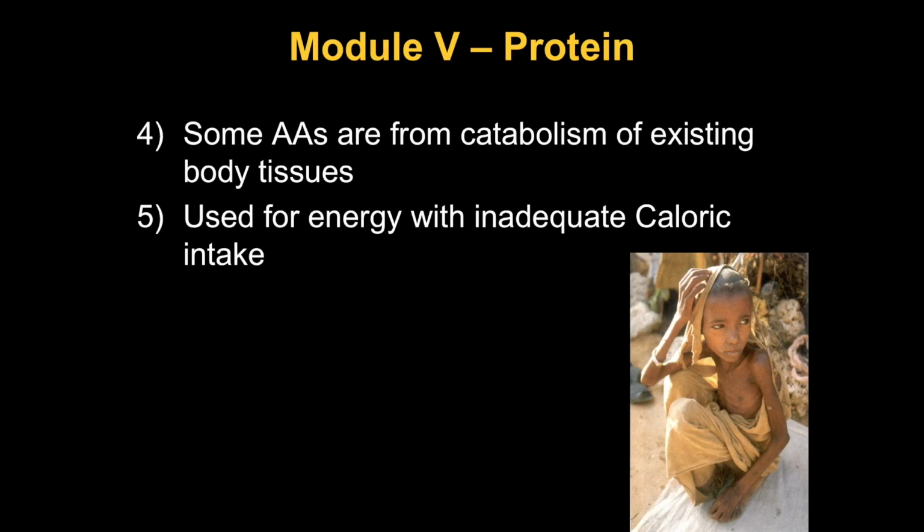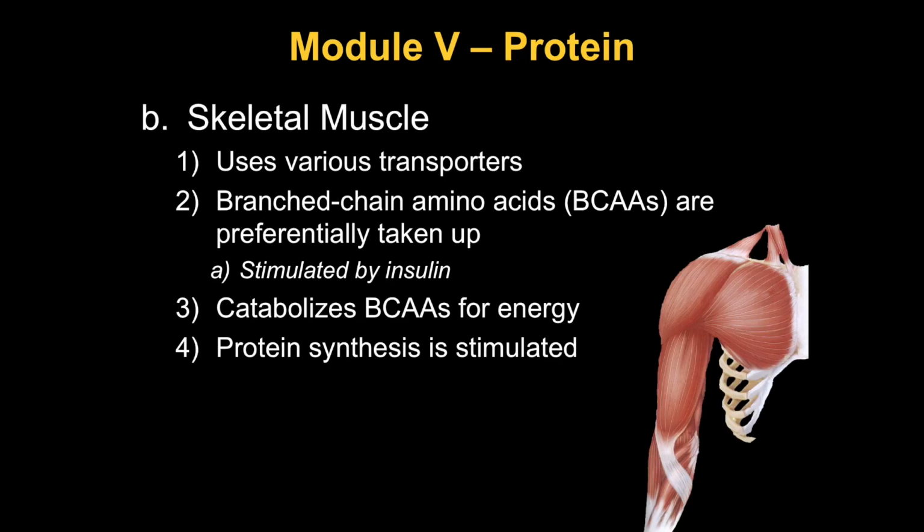Within skeletal muscle, again, we're using some very specific transporters to get the amino acids within muscle. We're preferentially taking up branched-chain amino acids, or BCAAs for short. It's stimulated by insulin, so the transport proteins for branched-chain amino acids are stimulated by insulin, and we're drawing in those branched-chain amino acids from blood into muscle. And muscle tissue loves to catabolize these branched-chain amino acids for energy. We'll talk a little bit more about that once we get to the metabolism section of the course. We also are going to stimulate protein synthesis in muscle tissue as we're bringing in amino acids.